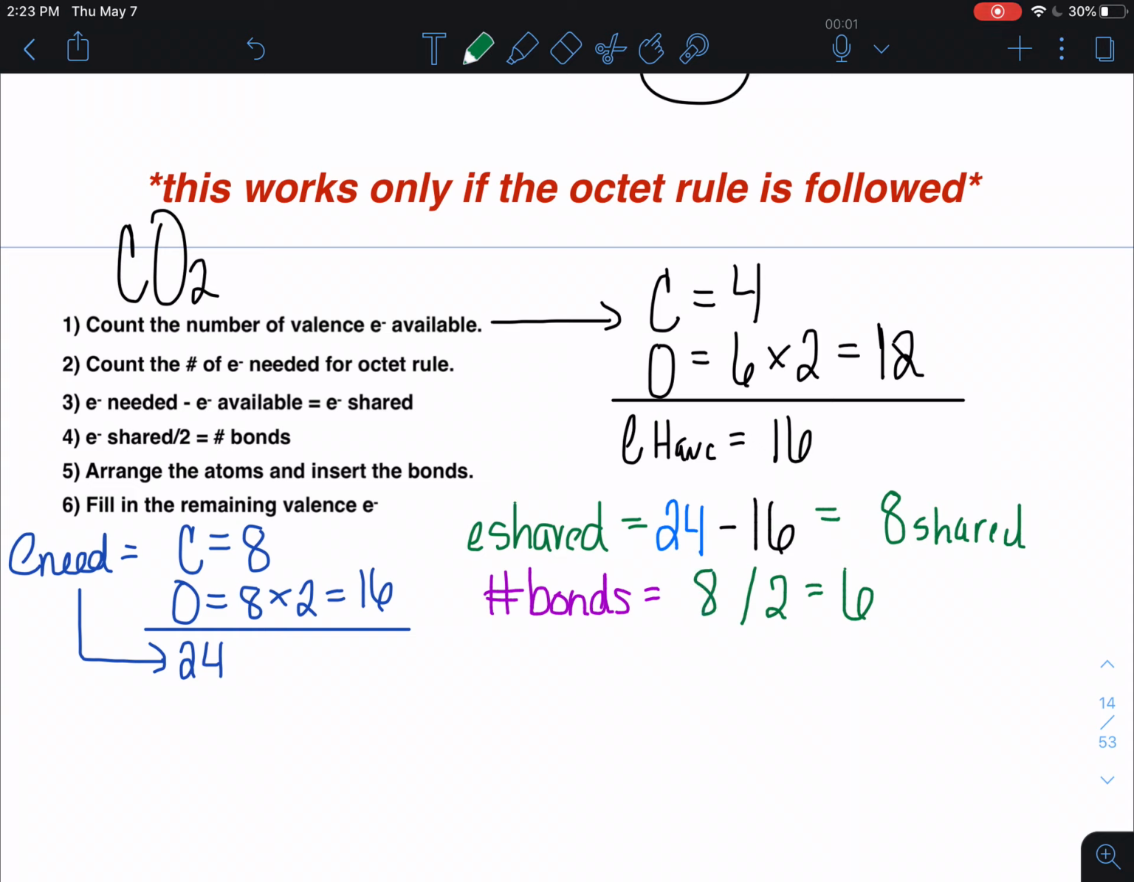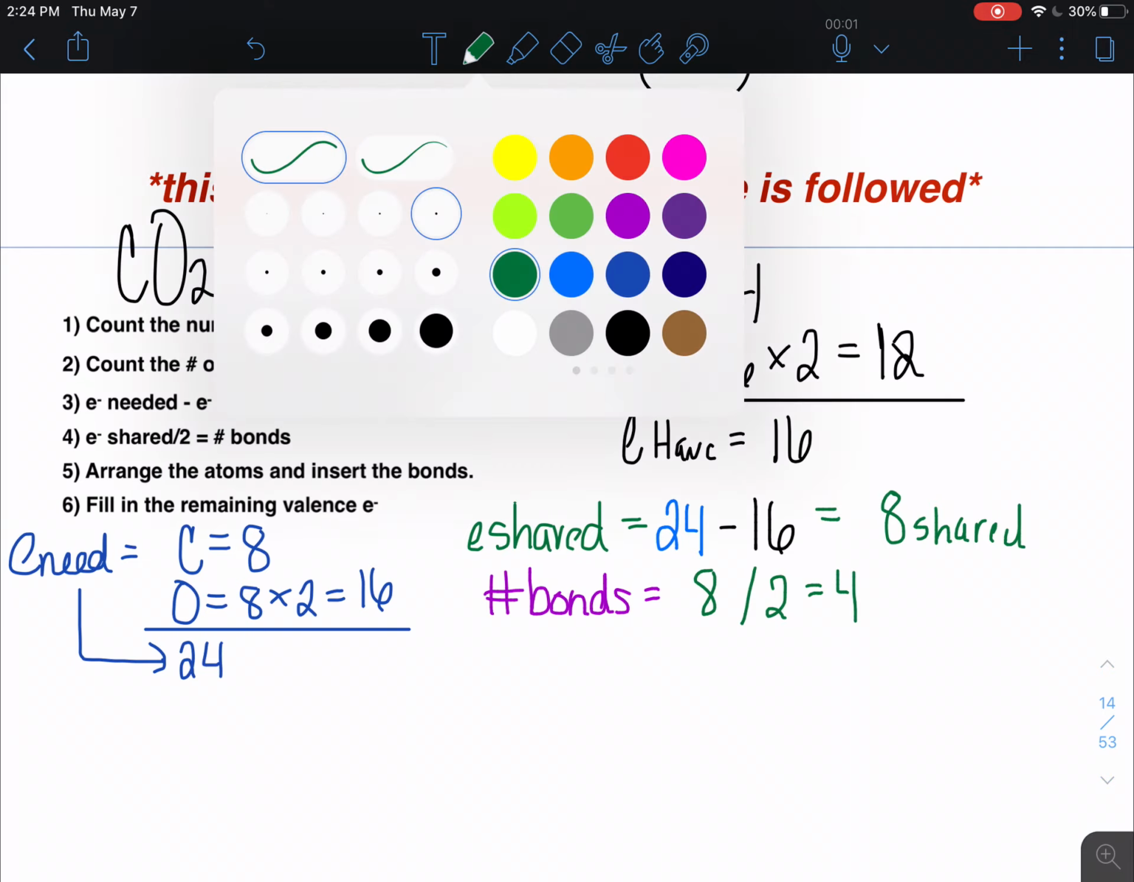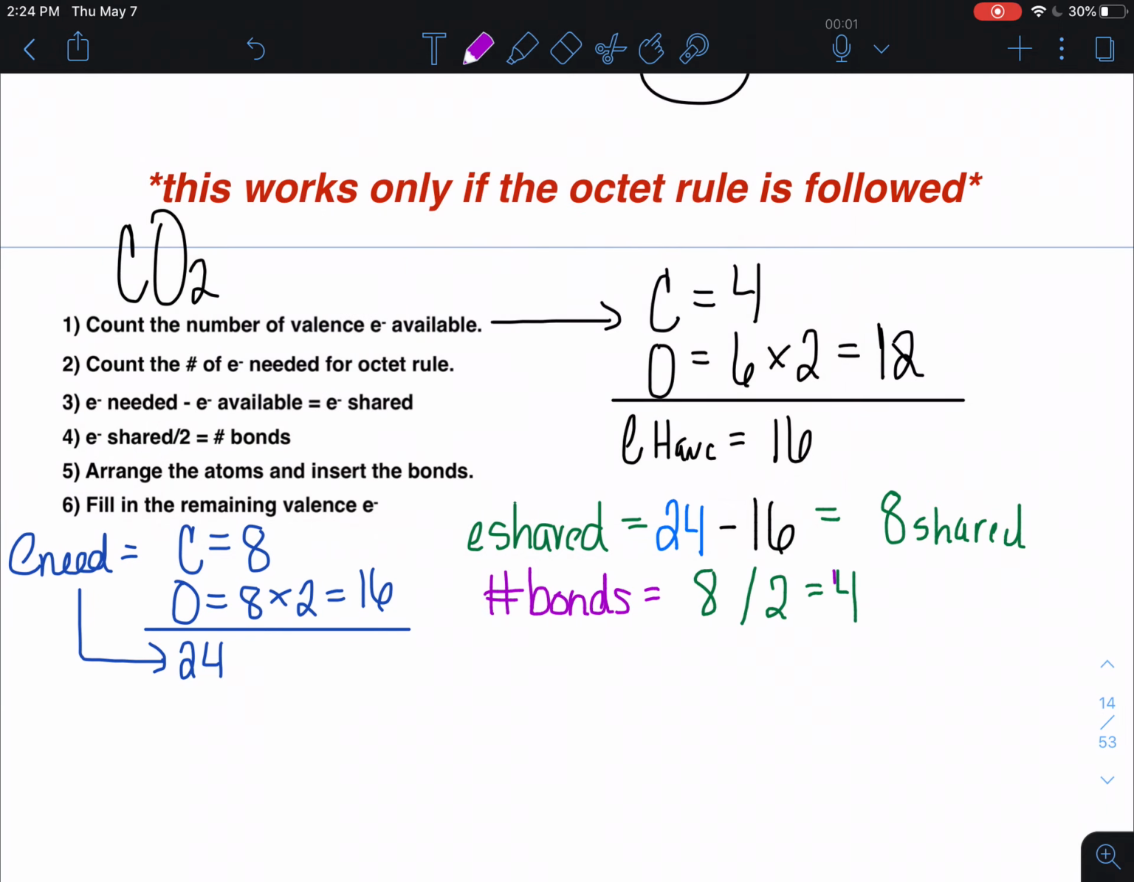So 8 divided by 2 is not 6. Simple math, guys. Simple math. Okay. So we have number of bonds is equal to 4. Okay. So we have 4 bonds.